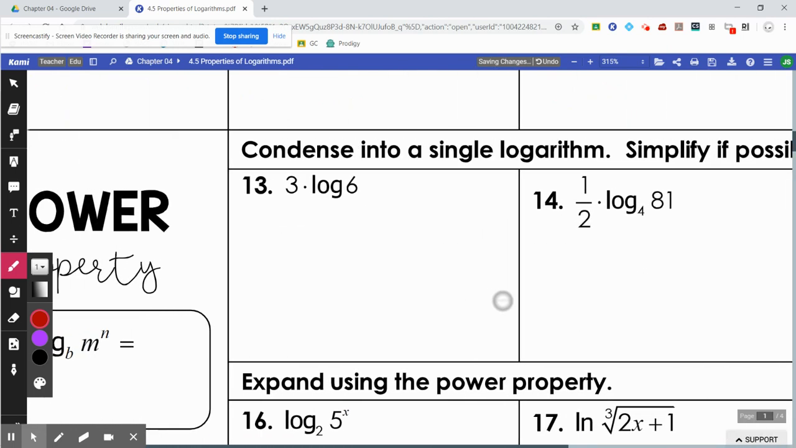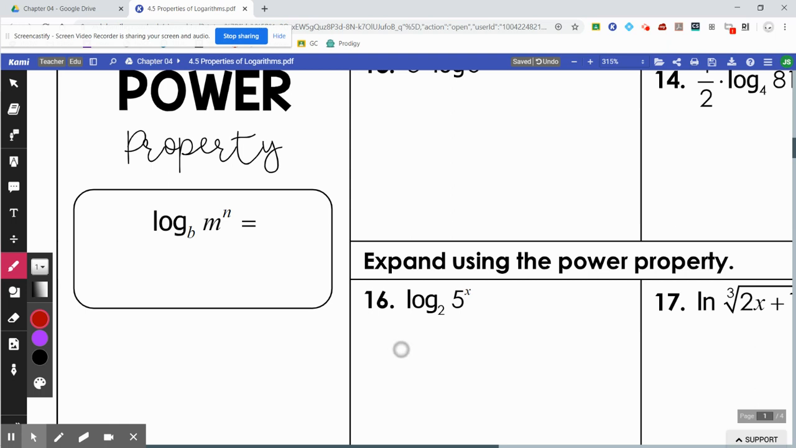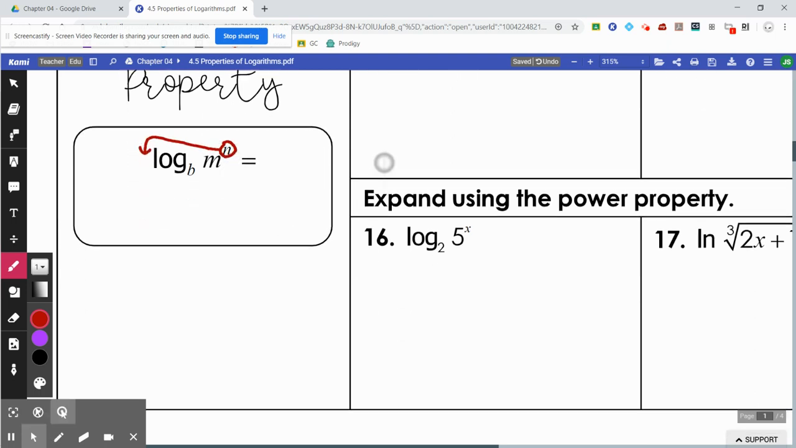And then the last property here, let's talk about the power property. Power property says if you have the log of something being raised to a power, that power can actually be moved down front.